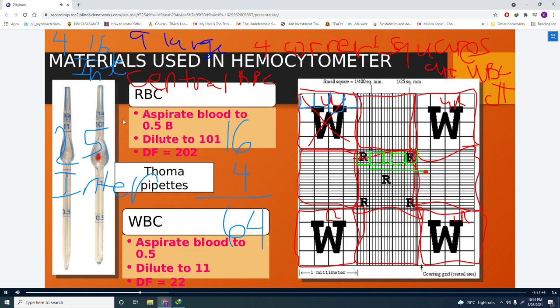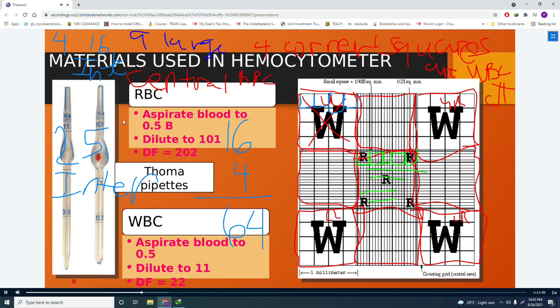1, 2, 3, 4, 5. Then, meron siyang 1, 2, 3, 4, 5. So, 5 times 25, you get 25 intermediate squares.